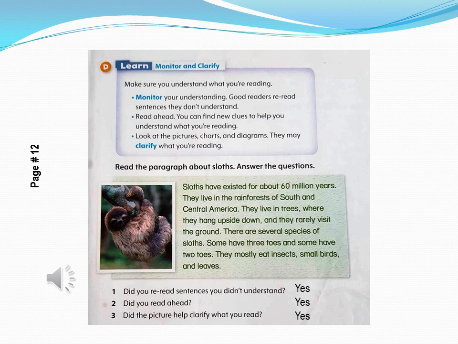Let's move towards the question answer. Did you reread sentences you didn't understand? Obviously, if we didn't understand it, then we reread the sentences. This is quite an easy paragraph, but the picture makes it easier to see how sloths look. Number 2, did you read ahead? Yes. Number 3, did the picture help clarify what you read? Yes, the picture is very helpful in understanding.